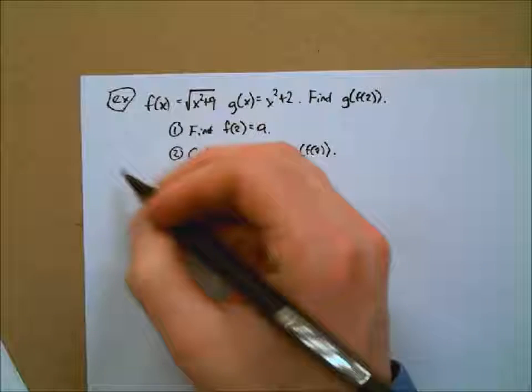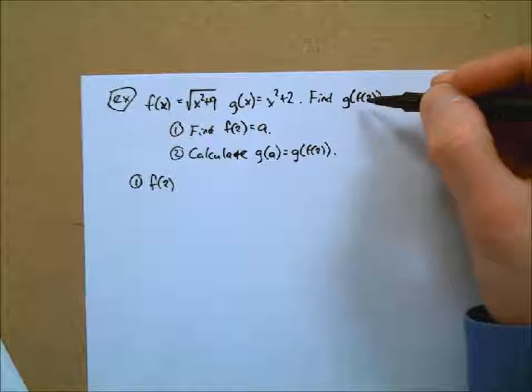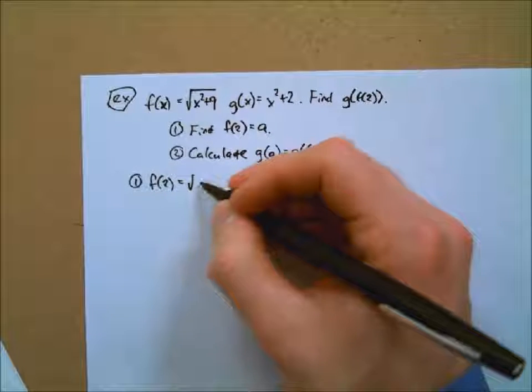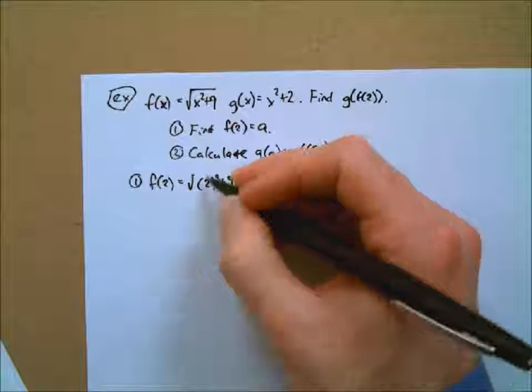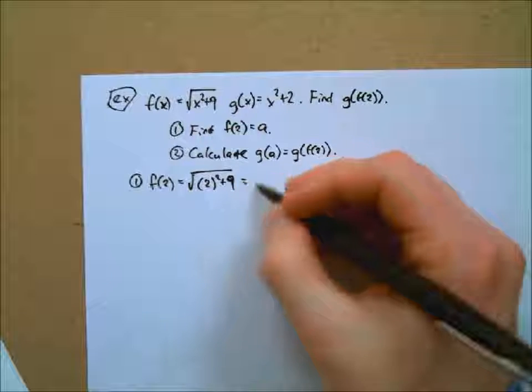So again, if we just follow that here, step 1, and you can see it in the order here, just do f of 2. What is f of 2? Well, f of 2 equals the square root of 2 squared plus 9. So it's going to be the square root of 13.